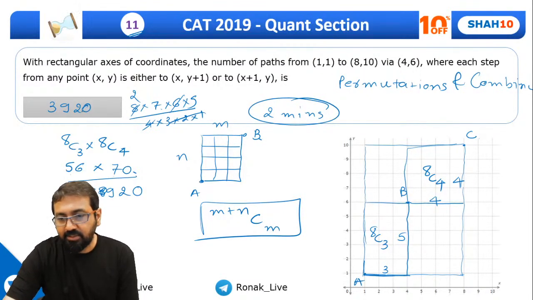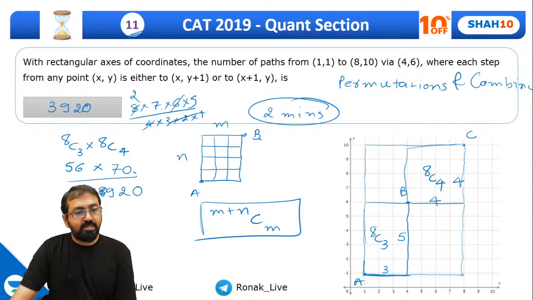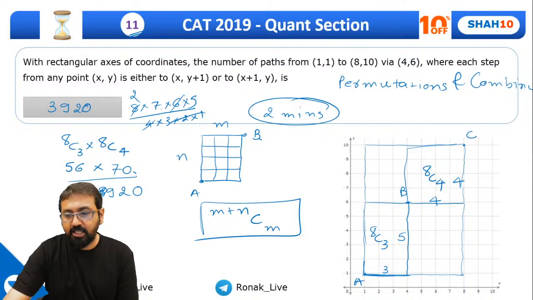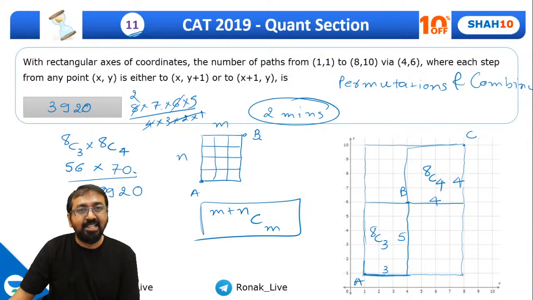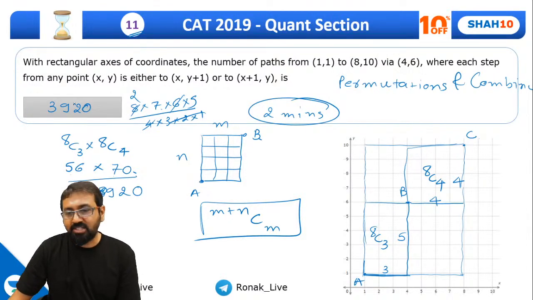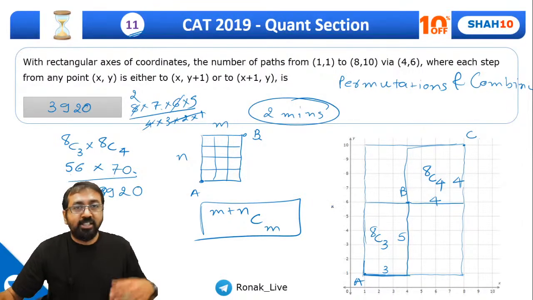So let's verify the answer quickly. Yes, it's correct. It's 3920. You know, the CAT people have also released the key. So the key is easily available. So you can verify your answers for any question. Have you all understood, guys?